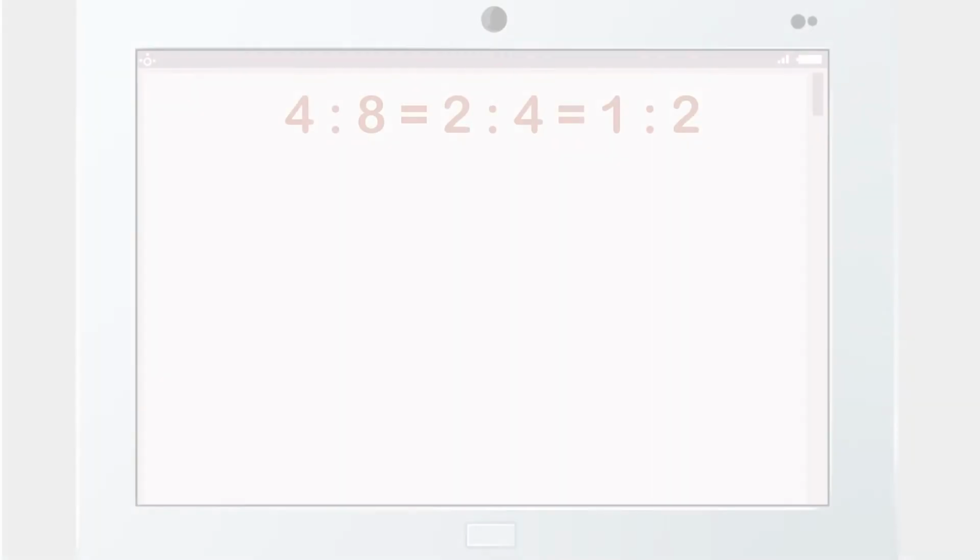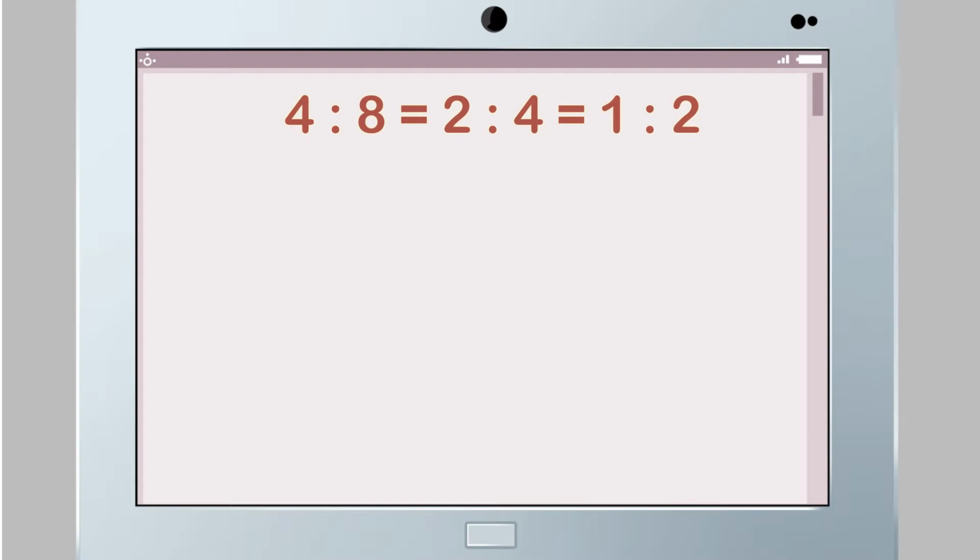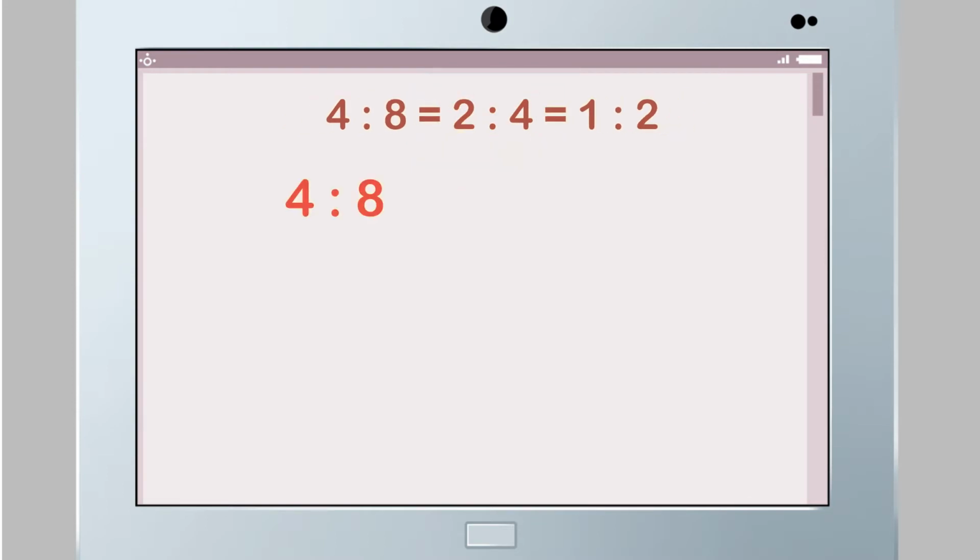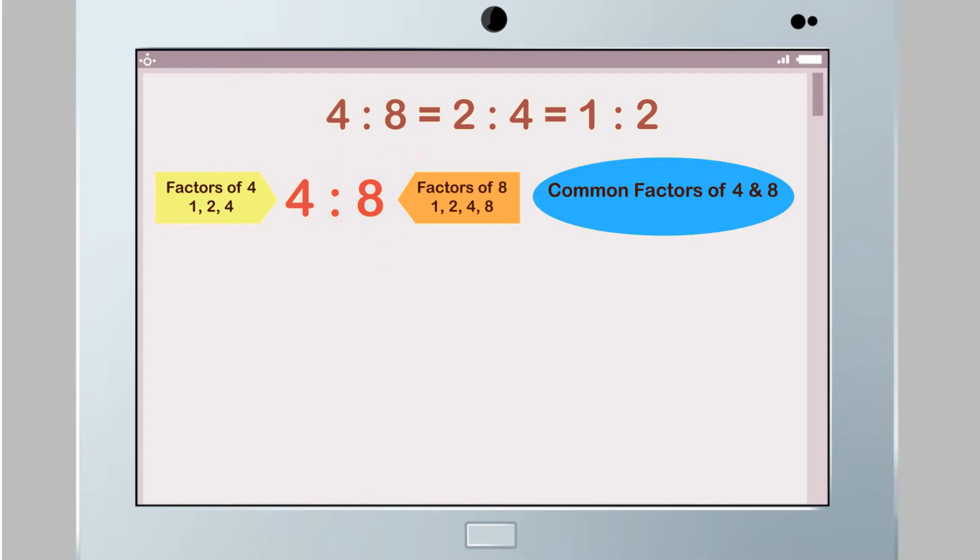Now look at these 3 equivalent ratios, 4:8, 2:4, and 1:2 again. Suppose we start with the ratio 4:8. How do we get the equivalent ratio 2:4? To get 2:4, think of the factors of 4 and 8. Factors of 4 are 1, 2, and 4. Factors of 8 are 1, 2, 4, and 8. Can you see that the common factors of 4 and 8 are 1, 2, and 4?